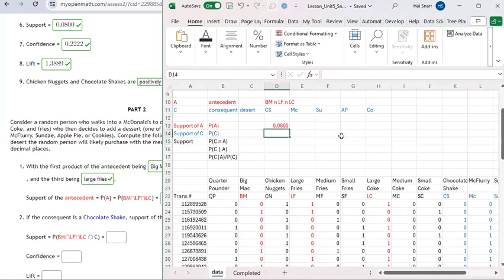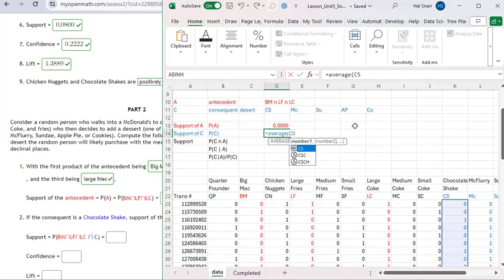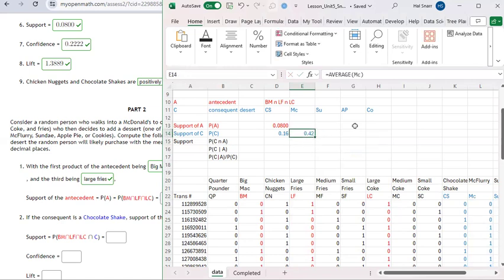Now we're going to calculate the probability of the consequent. So this one's just the equal average. So the first one is chocolate shake. The next one is McFlurry, MC. Now that's going to take a while. There's an easier way to do this.